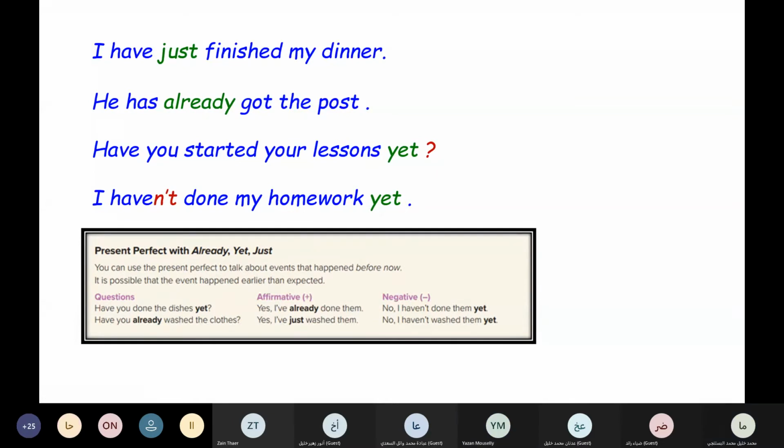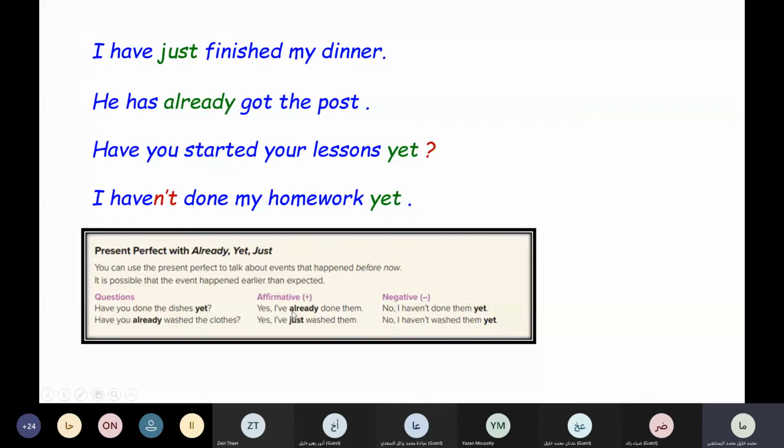You can use the present perfect to talk about events that happened before now. Questions: Have you done the dishes yet? Have you already washed the clothes? Good. You realize that yet is used with what? With questions.